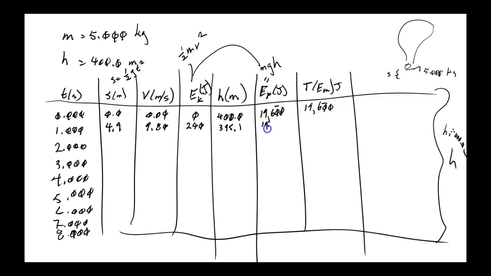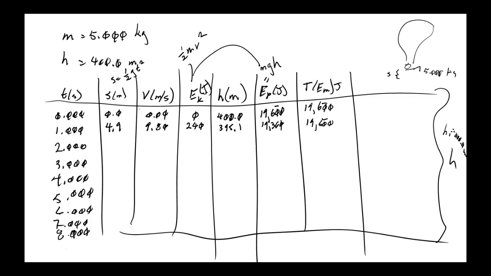19,360. Now here's a good check, folks. What is your kinetic energy plus your potential energy? 240 plus 19,360 is 19,600. Isn't it? Yes, it is. So that's working out well.